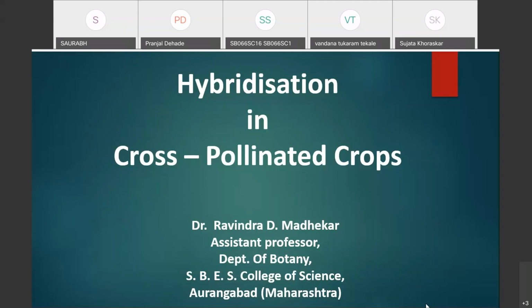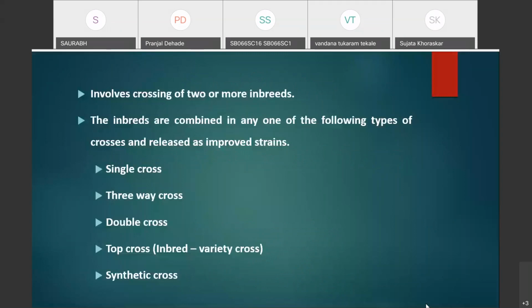We discussed all these four methods in detail in the last lecture, and in today's lecture we are going to discuss the different hybridization methods which are used in the cross-pollinated crops. Hybridization in the cross-pollinated crops involves the crossing of two or more inbreds.